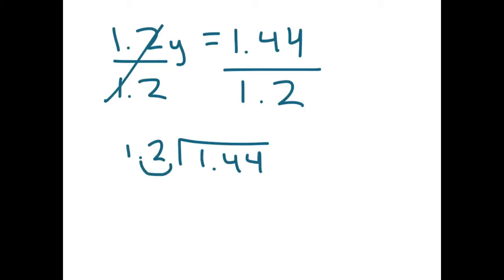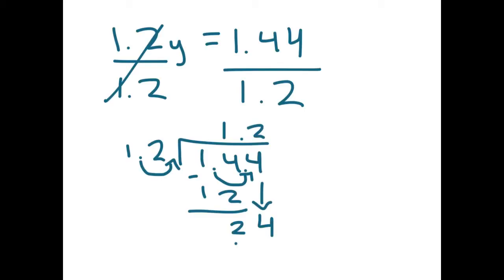Carry over the decimal once to make it 12, and carry the decimal ones over again. 12 can go into 14 once, and 12 times 1 is 12. 14 minus 12 is 2. Drop down the 4. 12 can go into 24 2 times, and 24 minus 24 is 0. So your final answer would be y equals 1.2.